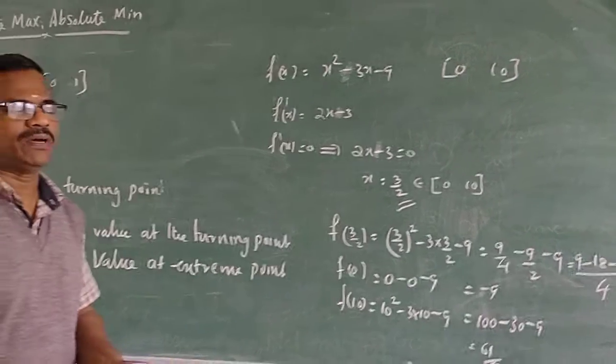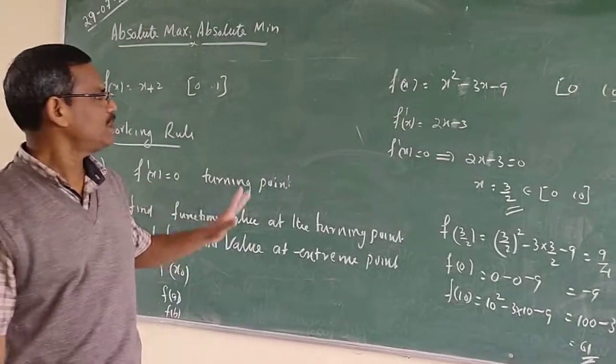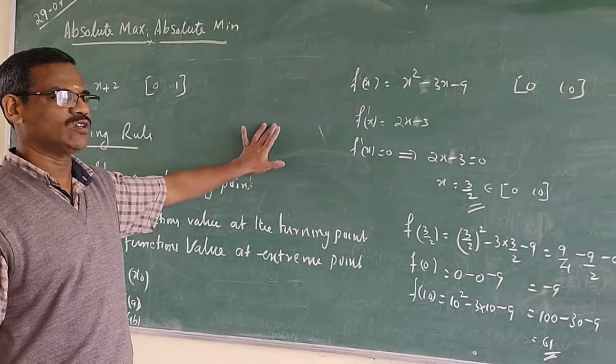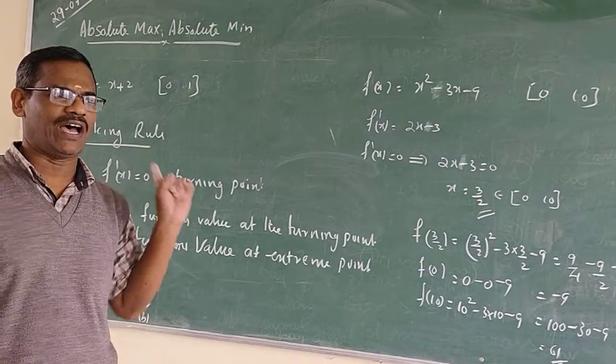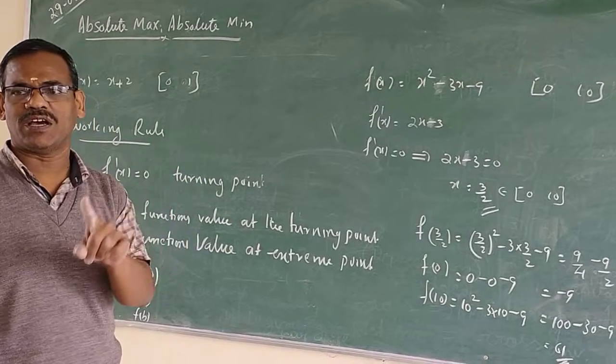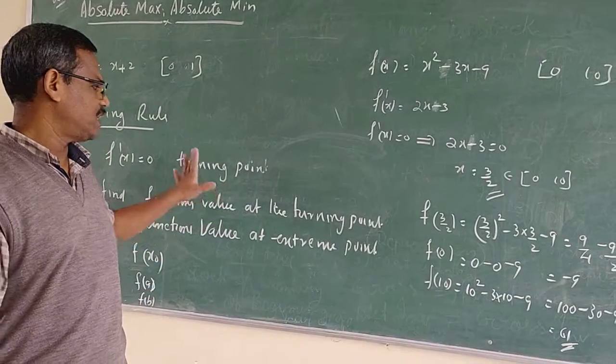So finding the absolute maximum and absolute minimum is very simple. Find f dash x, equate it equal to 0, get the turning point. Then find the function's value at the turning point and the function's value at the extreme points. So I will be sharing some of the questions.